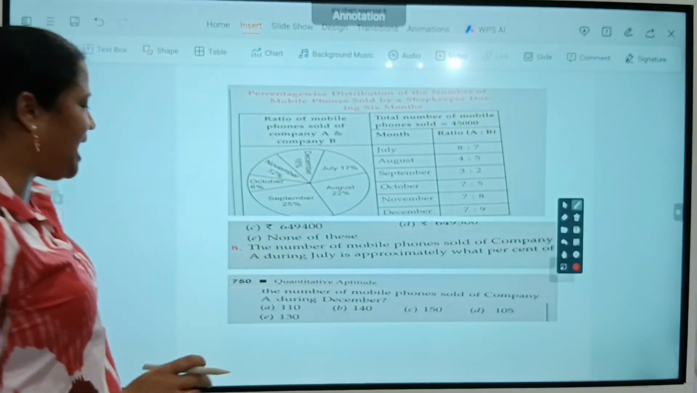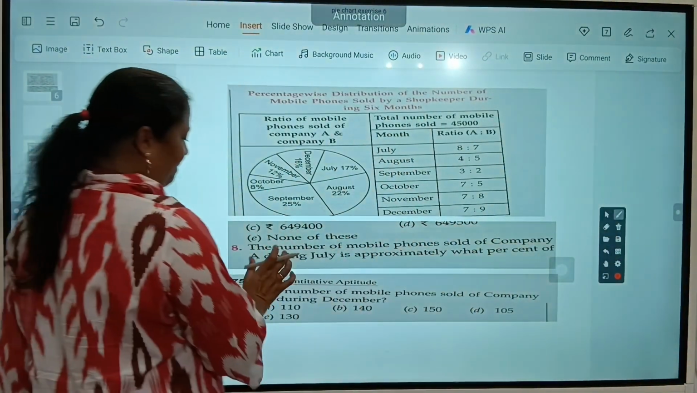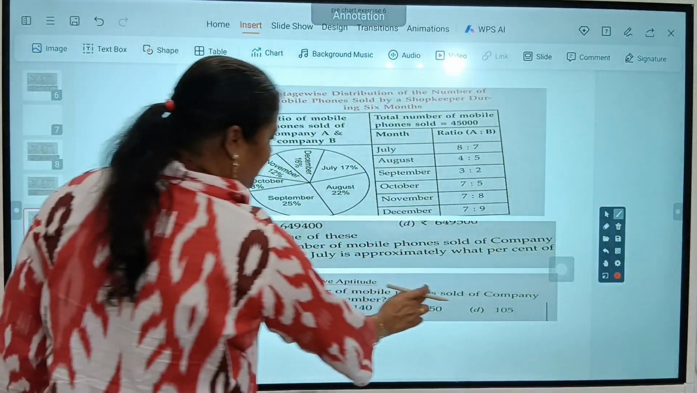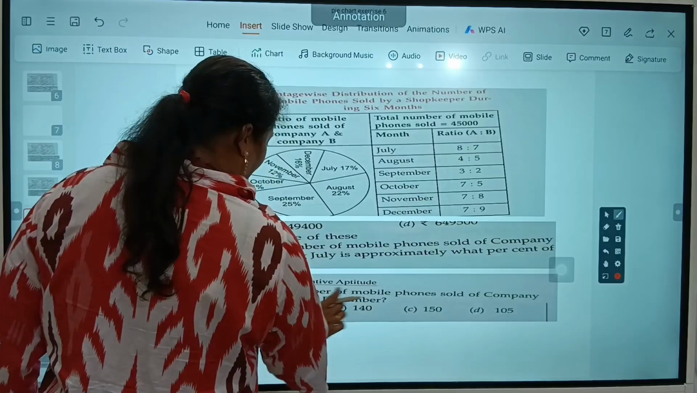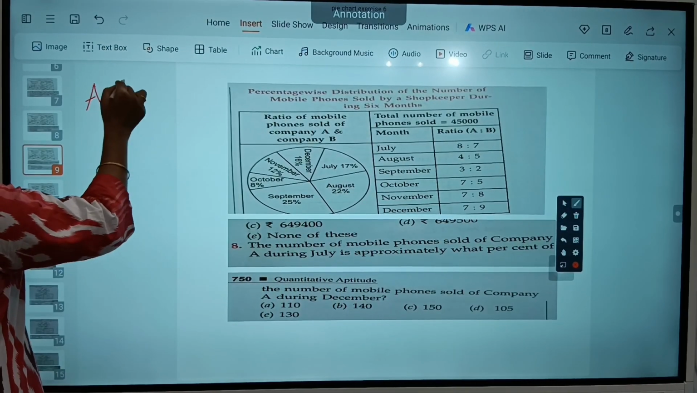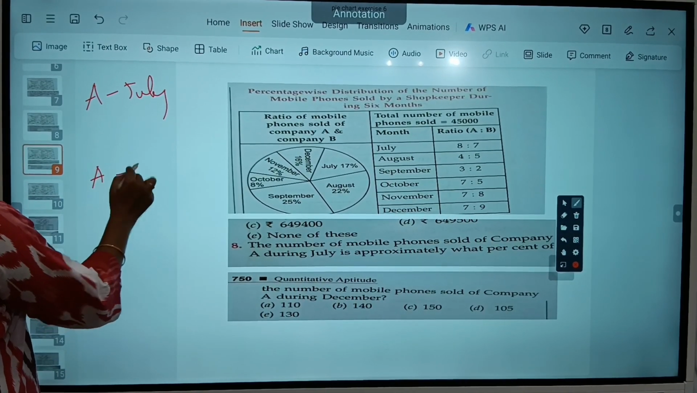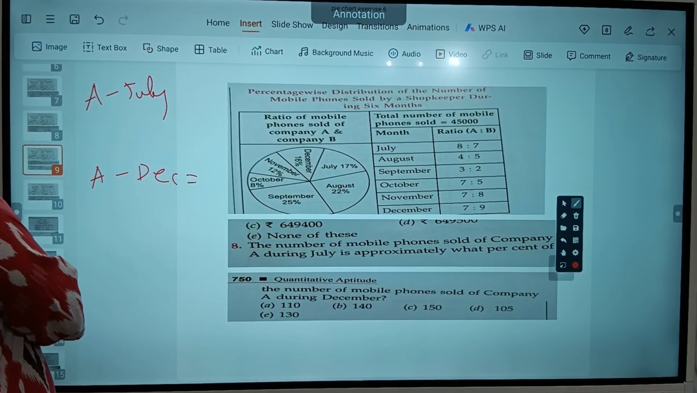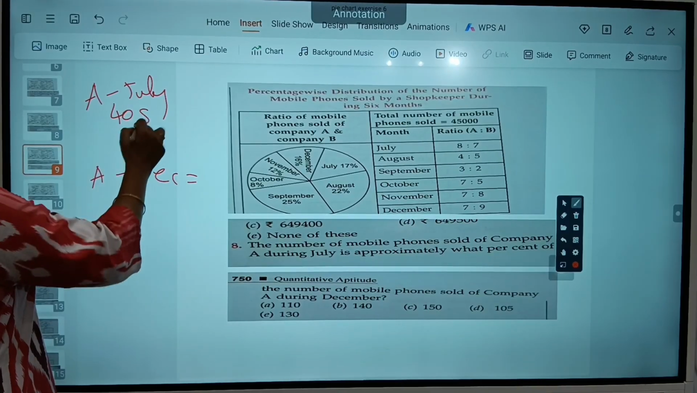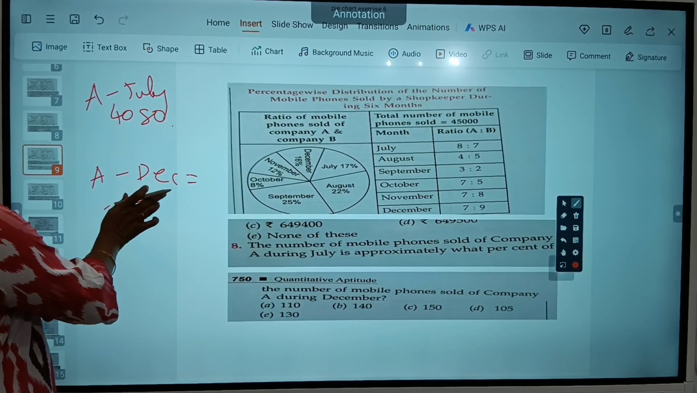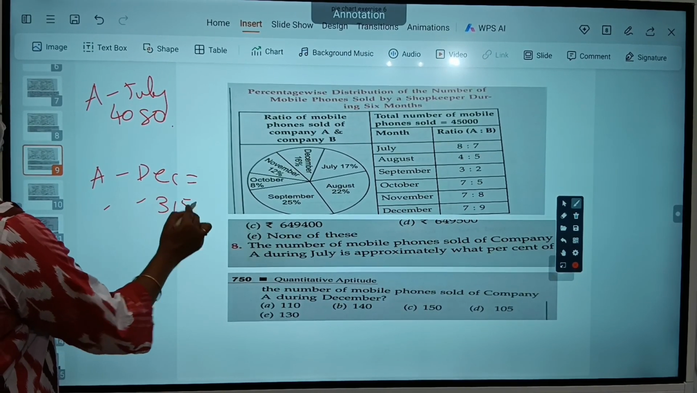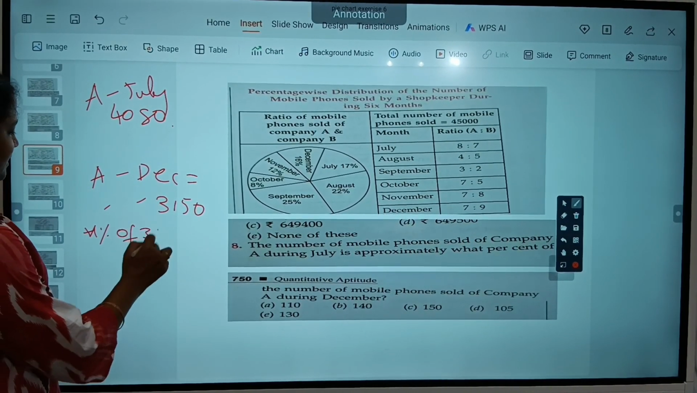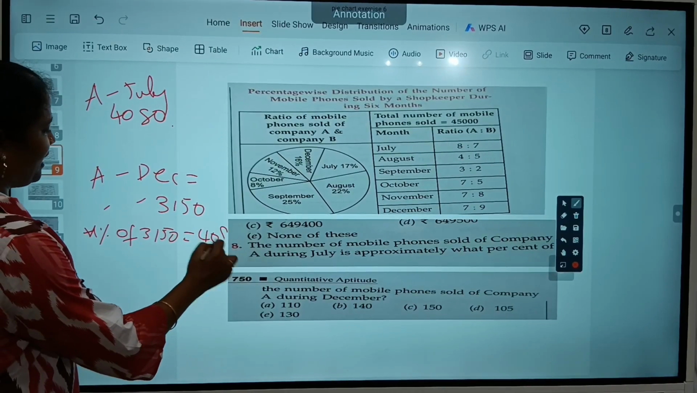The third question of this graph is: the number of mobile phones of company A during July is approximately what percent of the number of mobile phones sold by company A during December. A in July and A in December, we have to note down. Okay, the values are A in July is 4080 and A in December is nothing but 3150. Now we have to make X percent of 3150 equals 4080.